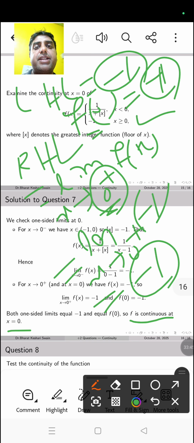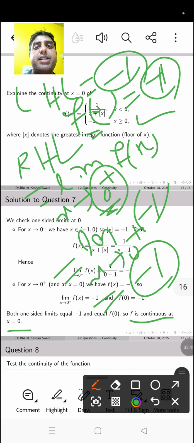Clear? Now come to another example, the final example. Test the continuity of the function f(x) equal to 2x minus 1, greatest integer of 2x minus 1, at x equal to half. The point is 1 by 2, where we have to check the continuity of the function.